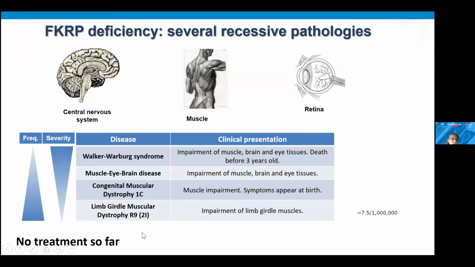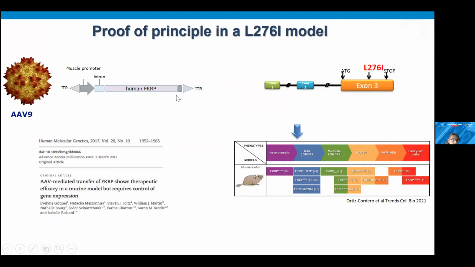So we have generated an AAV, and it is depicted here. We have the human form of the FKRP cDNA. We have a muscle promoter. And in fact, what we did was a first demonstration in a first model that reproduced the most frequent mutation in patients. The model was not very severe, so we had to create another one to push the program forward.